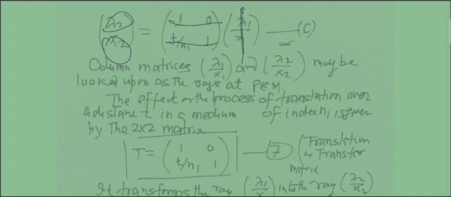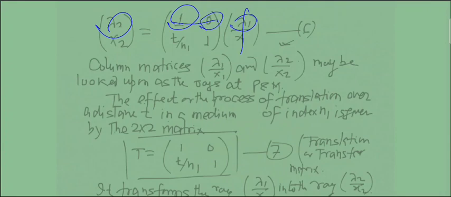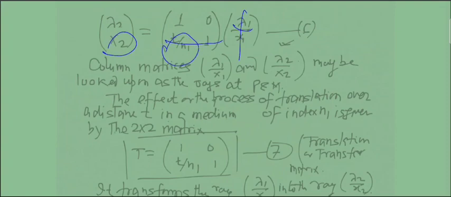So x2 will be equal to t by n1 lambda 1 plus 1 into x1. You know the matrix rule of multiplication, hopefully. Lambda 2 equals this multiplied by this. Term by term we go: we multiply this by this. And when we try to find x2, this multiplied by this will happen, this will go with this. So such is the thing.